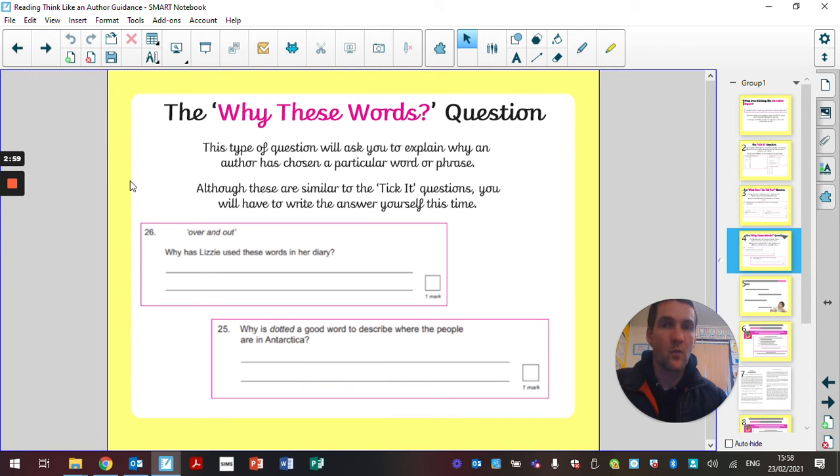Another type of question is the 'why these words' type question. This type of question will ask you to explain why an author has chosen a particular word or phrase. Although these are similar to the tick questions, you will have to write your answer yourself. It's not a tick type question, but you have to explain in your own words. For example, it says 'over and out', and the question is, why has Lizzie used these words in her diary? You need to think about why we use 'over and out'. What does that mean? What is the author trying to explain to the reader without actually telling them?